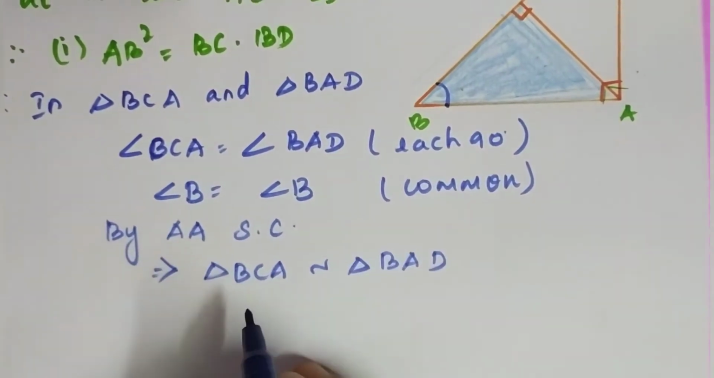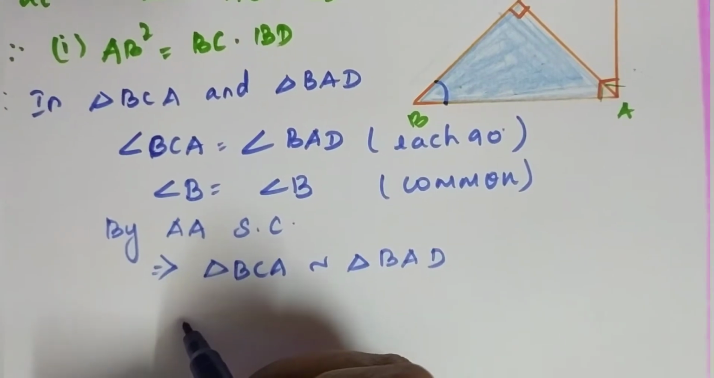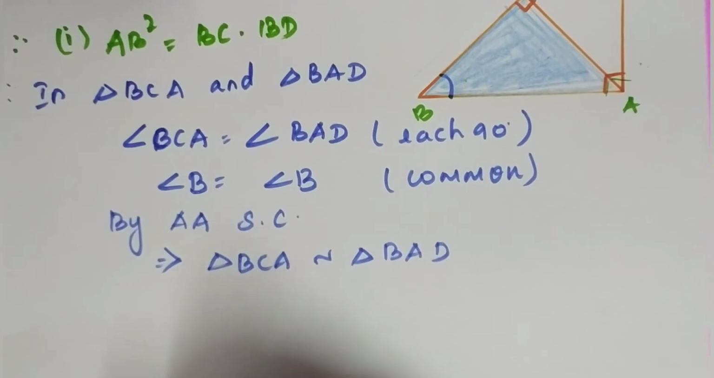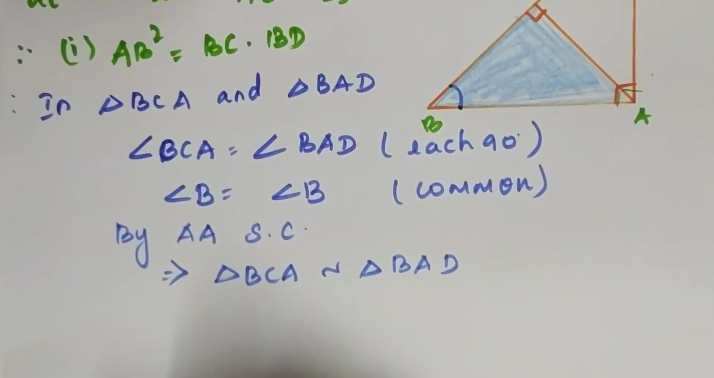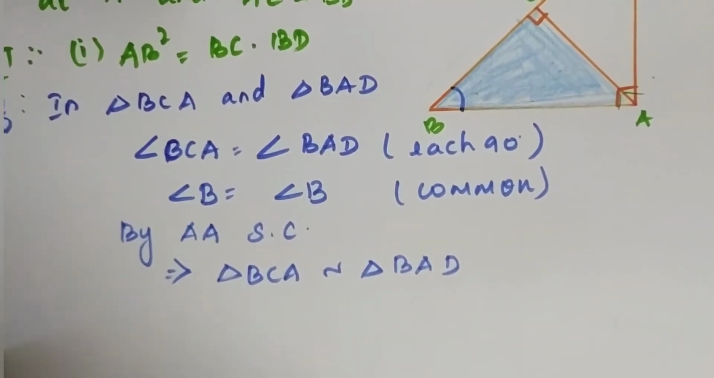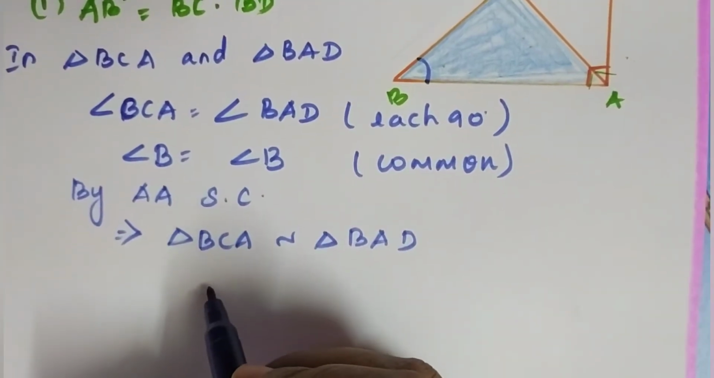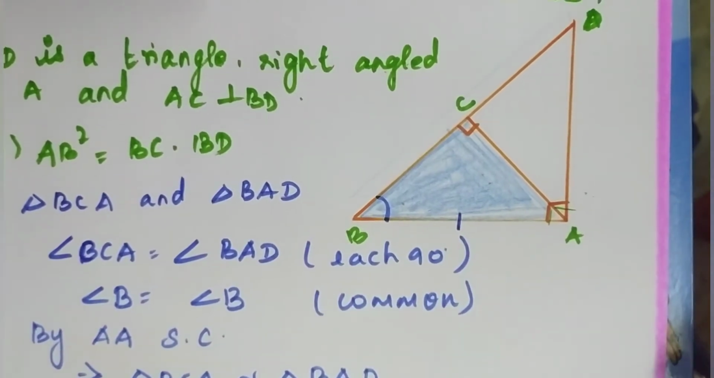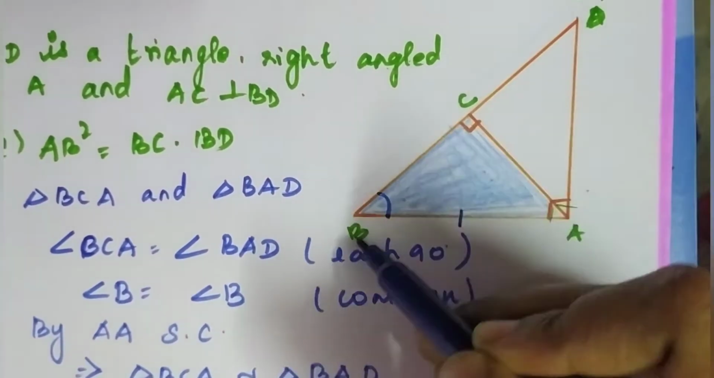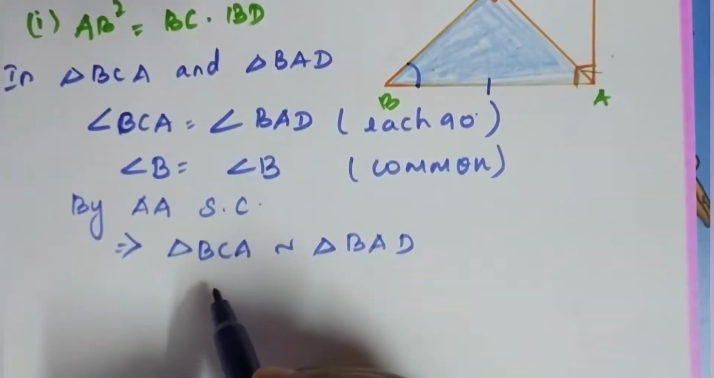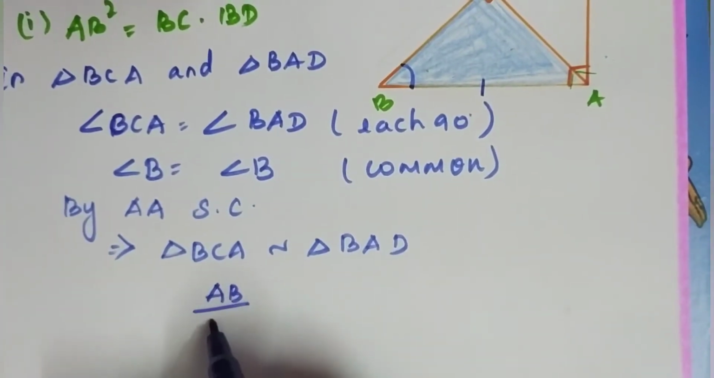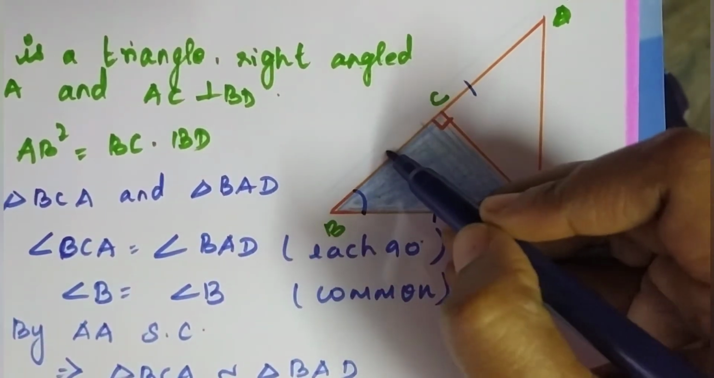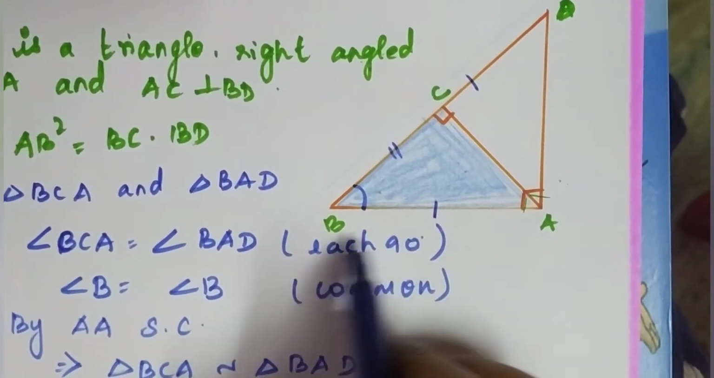Since the two triangles are similar, I can tell that the corresponding sides are in proportion. So what are the corresponding sides? For this triangle I'm going to take AB divided by DB, AB divided by DB, is equal to BC of this triangle and the same AB.